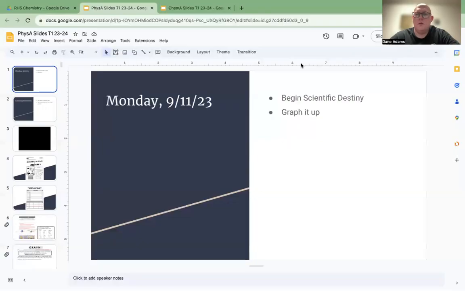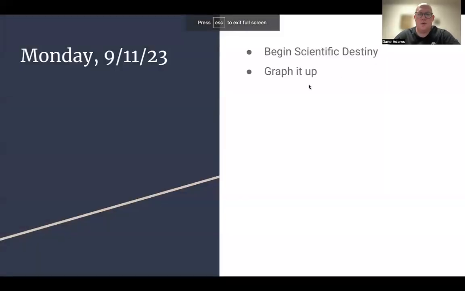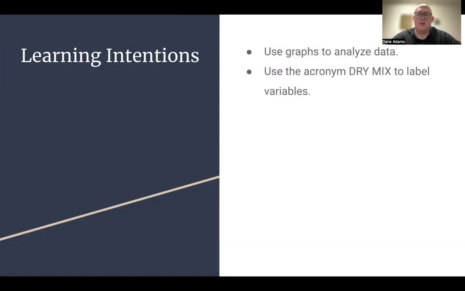We're going to look at a few different things today. I'm going to share my screen. Right, here we go. So we're going to begin with a few basics, a little bit of review from last unit on decimal places and accuracy of tools, and then we're going to get into graphing. So my goals for today are to use graphs to analyze data and to use the acronym DRYMIX to label particular variables in graphs.